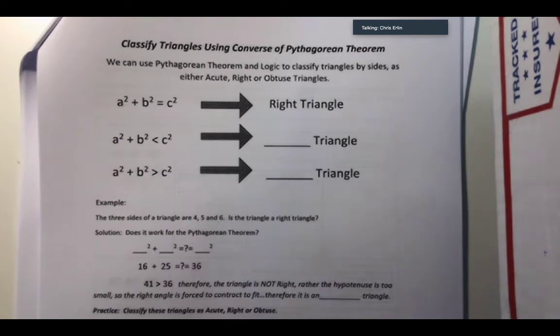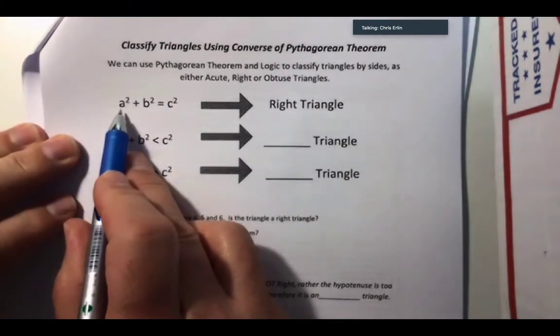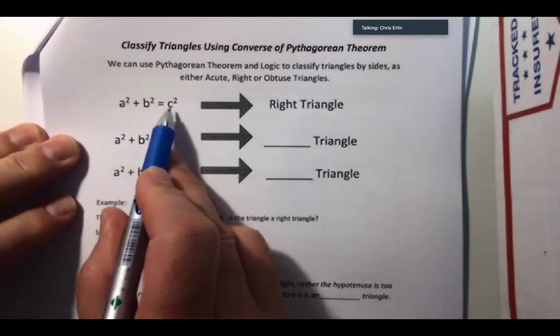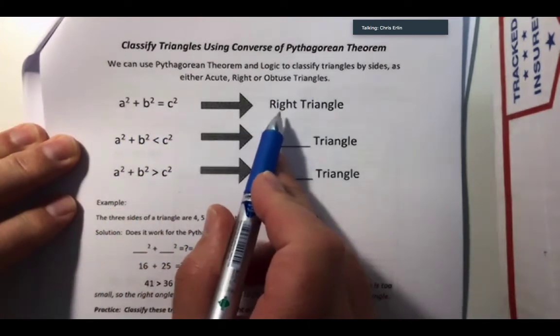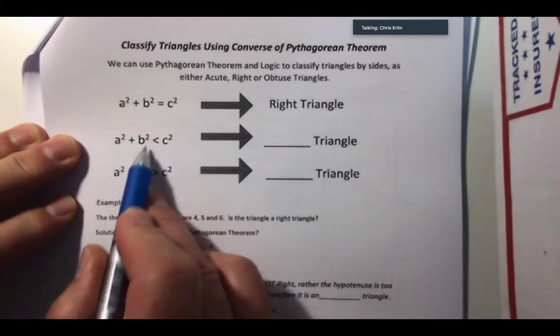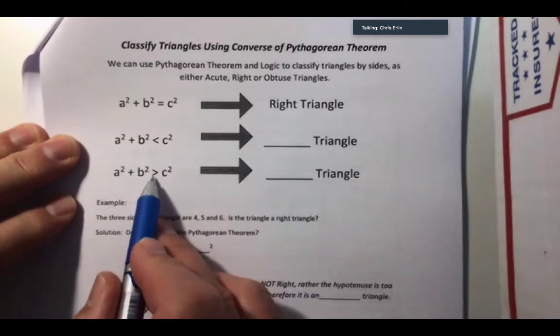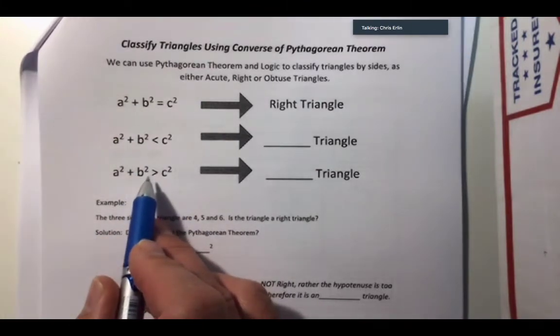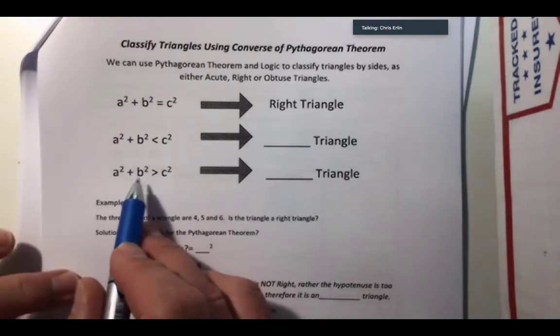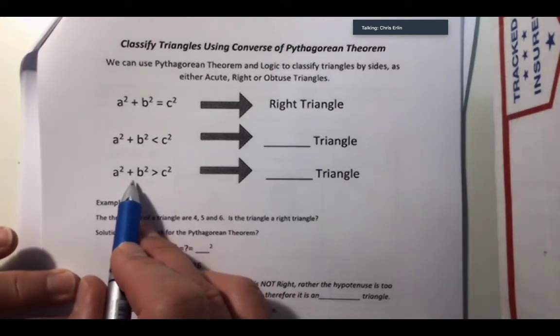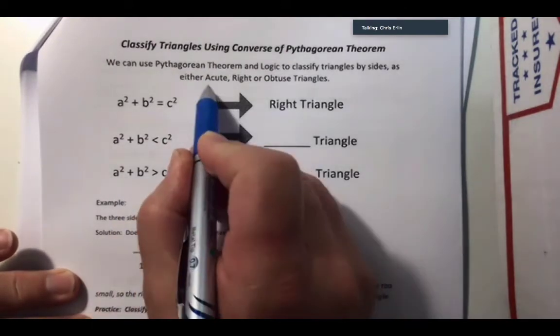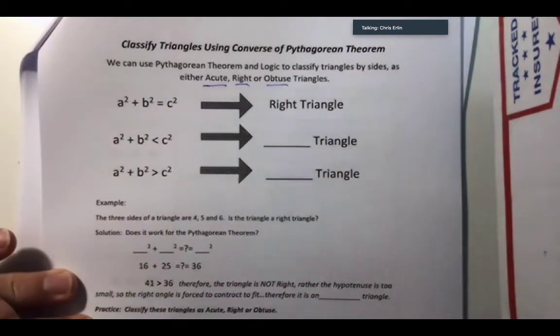We looked at using the converse of the Pythagorean theorem to identify if it's a right triangle or not. We can take that one step further. Because if in fact a squared plus b squared equals c squared, we know it's a right triangle. If in fact it's not equal to it, where it's less than or greater than, then we know it's not a right triangle, but at this point we don't know whether or not it is acute or obtuse, which are the other types of triangles we can have.